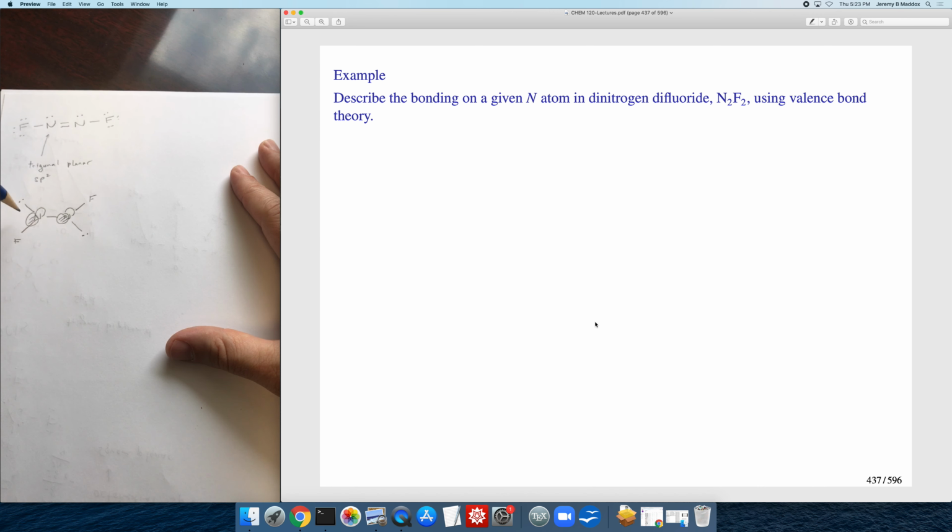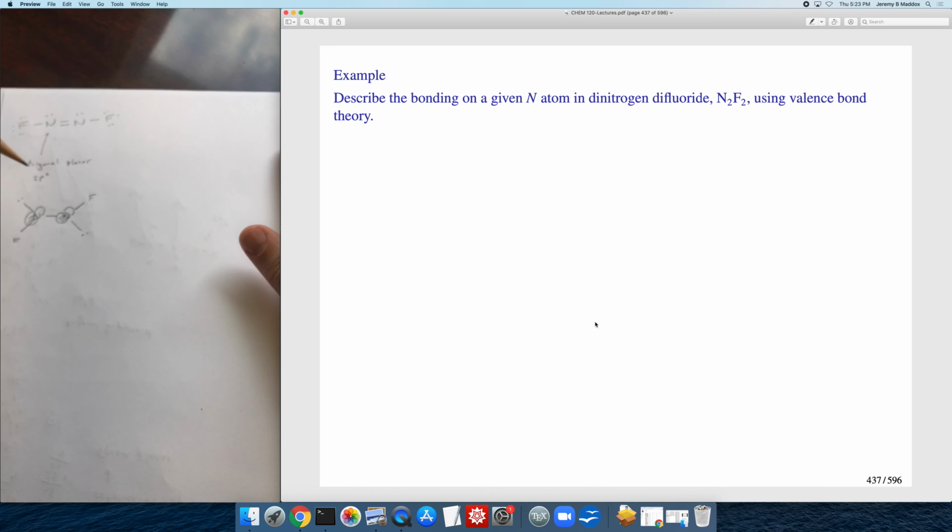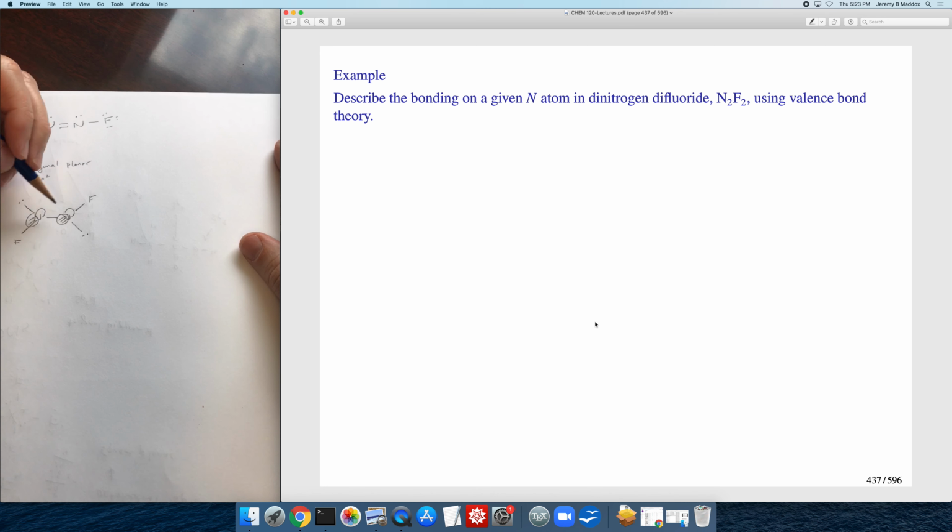And then about each nitrogen, there are p orbitals that are coming up out of the plane of the page. And so they are overlapping to make the pi bond. So we have a sigma bond between the nitrogen and the fluorine that involves an sp2 hybrid on the nitrogen. Another sp2 hybrid on the nitrogen is being occupied with a lone pair. And then the third sp2 hybrid orbital forms a sigma bond with the other nitrogen. And we have the same thing on the other side of the molecule as well.